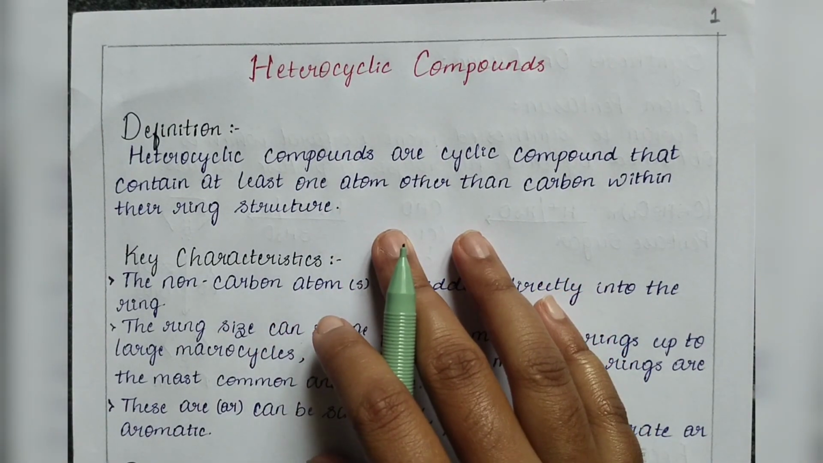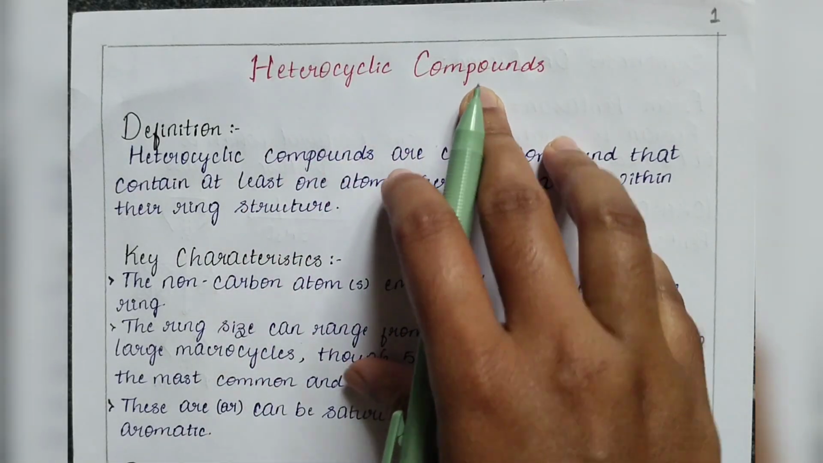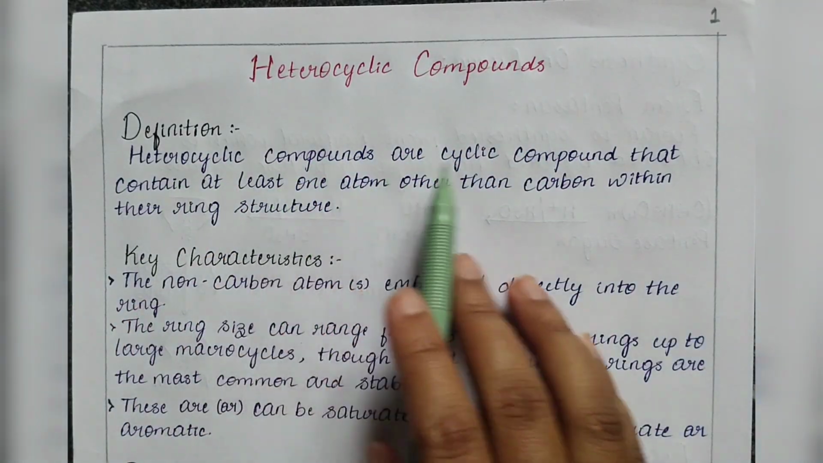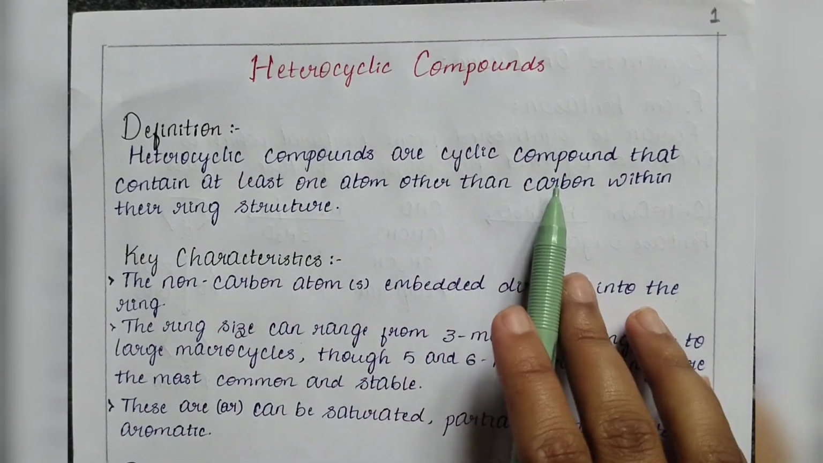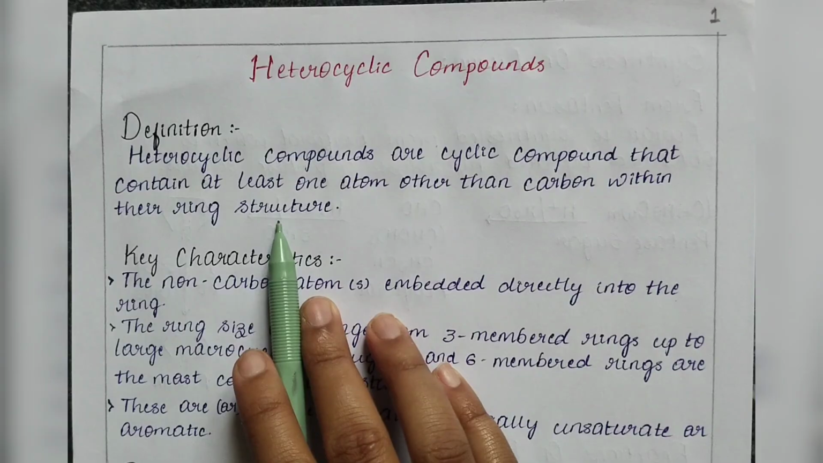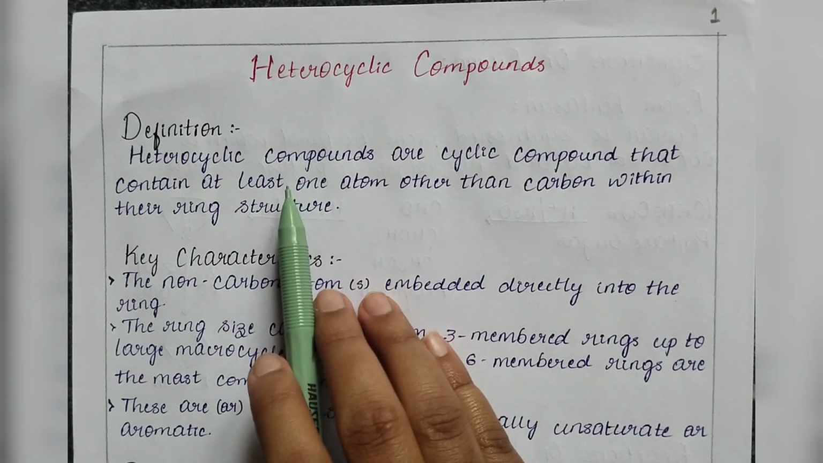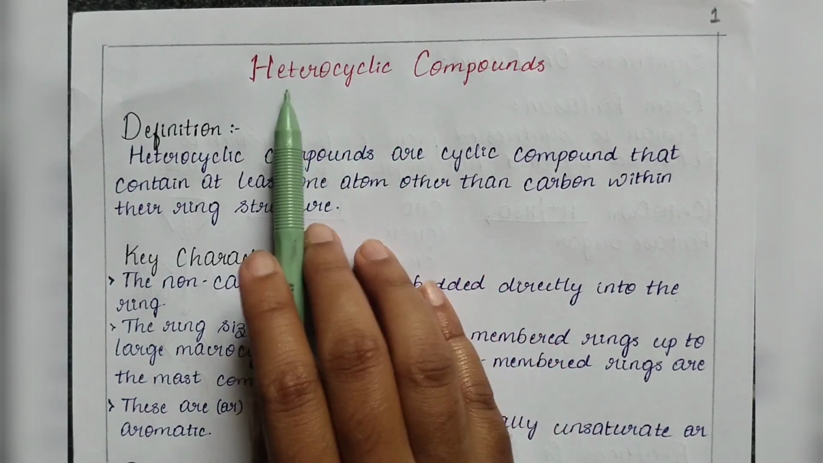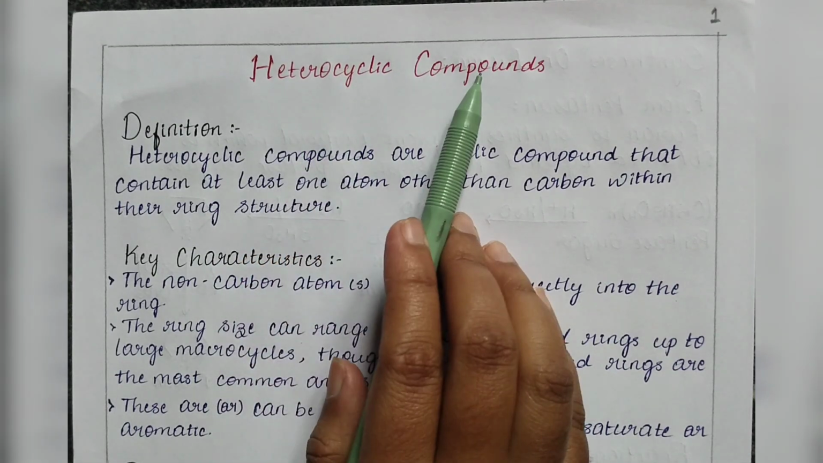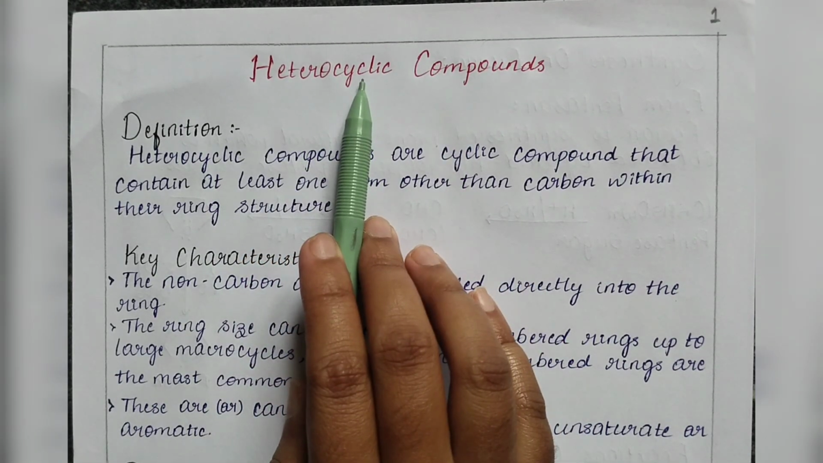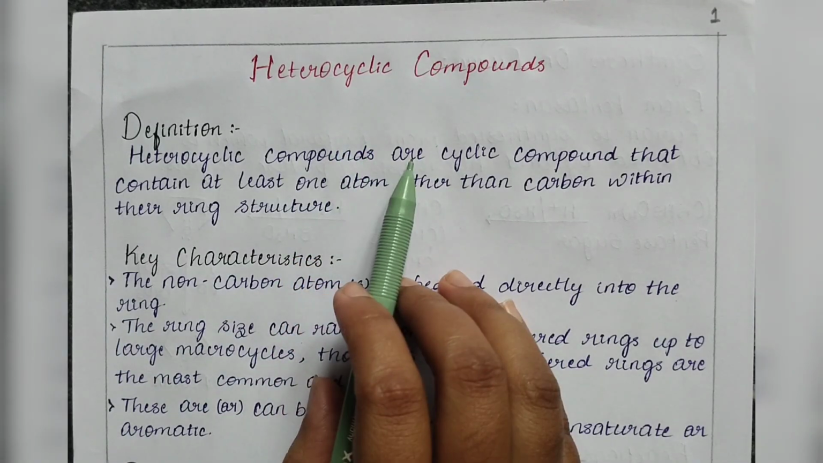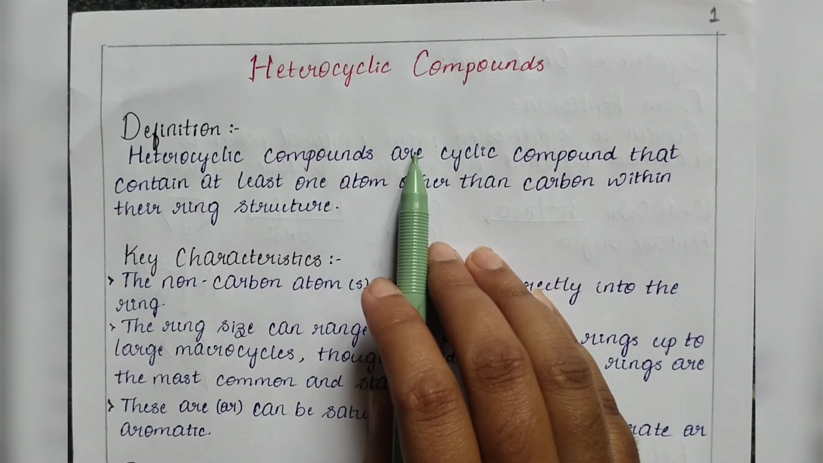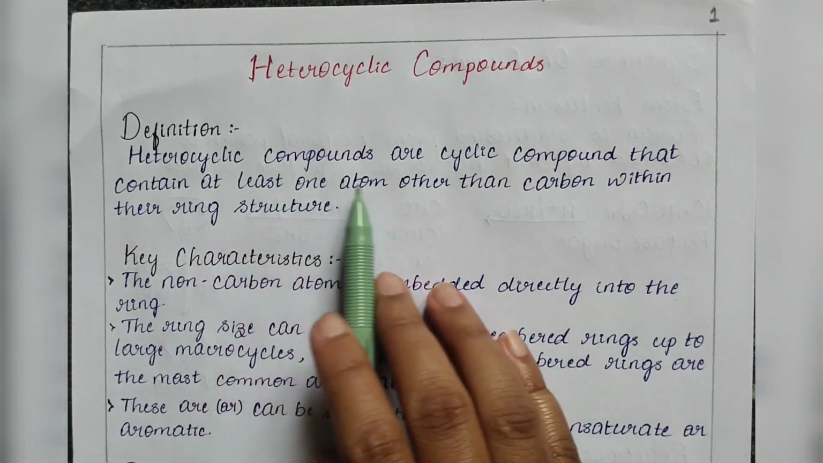Today we are going to see about the heterocyclic compounds. Definition: heterocyclic compounds are the cyclic compounds that contain at least one atom which is other than carbon within their ring structure. So as the definition itself suggests, hetero is nothing but different, in a cyclic compound. So in a cyclic compound of carbon atoms, if one of the carbon atoms is replaced by any other atoms like sulfur, oxygen, nitrogen, it is usually termed a heterocyclic compound.